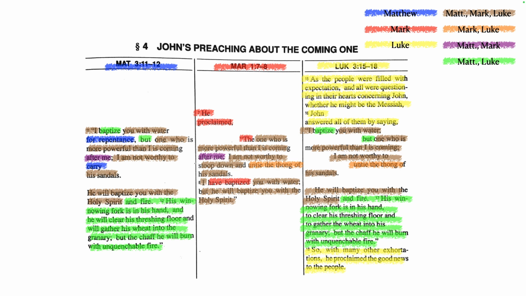So it's often good to think about our comparisons not only in the context of the single passage, but of the literary context at large. Here in yellow, we see that the people are expectant about John and the Messiah, and Luke even says that John proclaims the good news or the gospel to them.